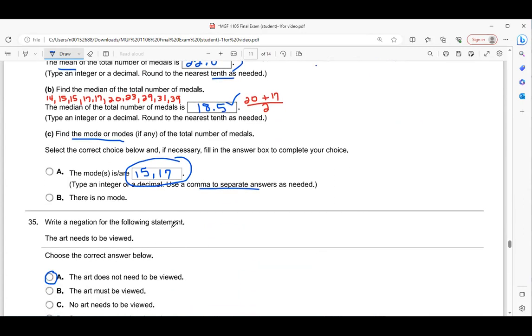...writing the negation of this statement. Now, to negate something means the opposite. So the art needs to be viewed. The opposite would be that the art does not need to be viewed. Letter A should be the correct choice.